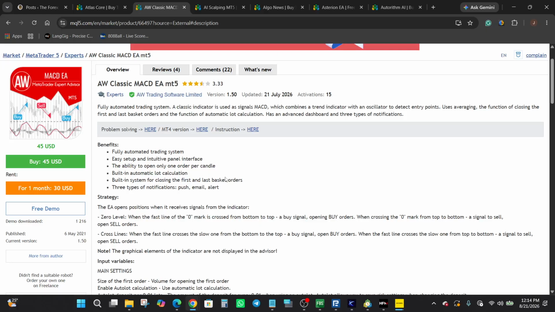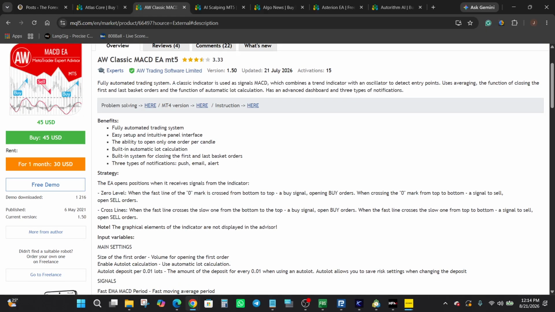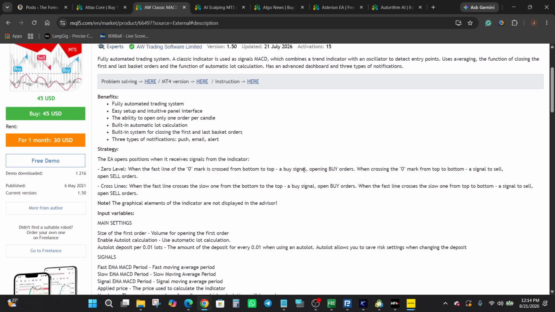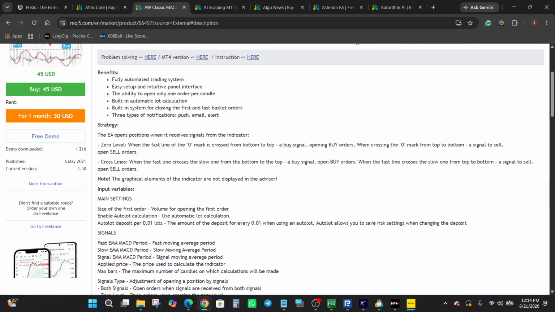All right, moving into the main description, the developer describes AW Classic MACD EA as a fully automated trading system built around the MACD indicator. Okay, so the listing says that it combines a trend indicator with an oscillator to identify entry points. Now, there are a few other features mentioned right away. The EA supports averaging, includes a function for closing the first and last orders in a basket, and this also has automatic lot calculation.